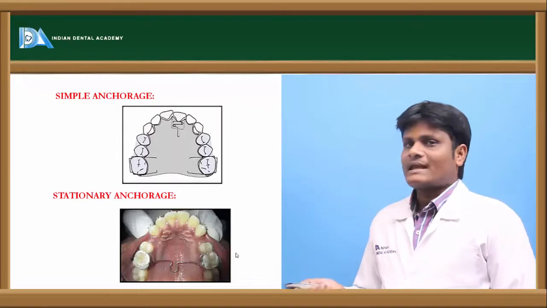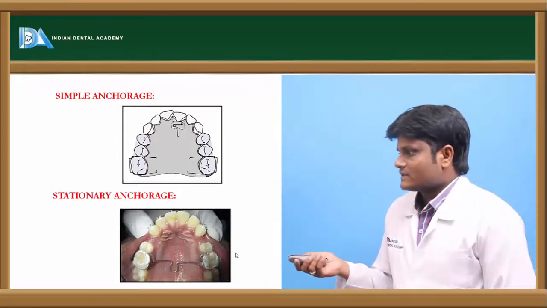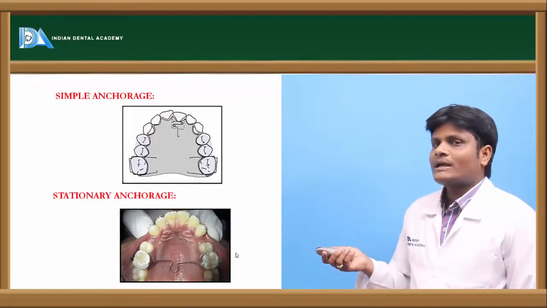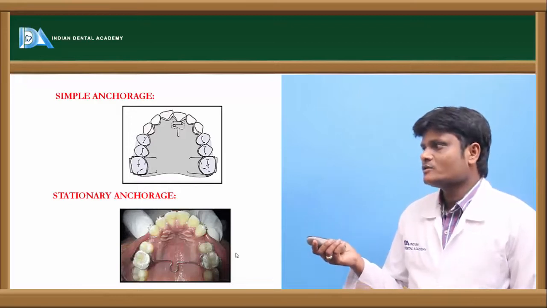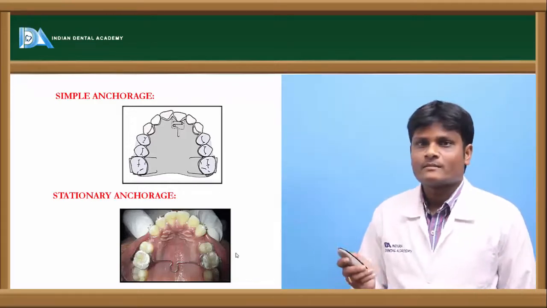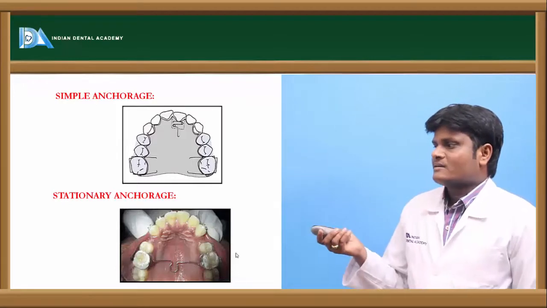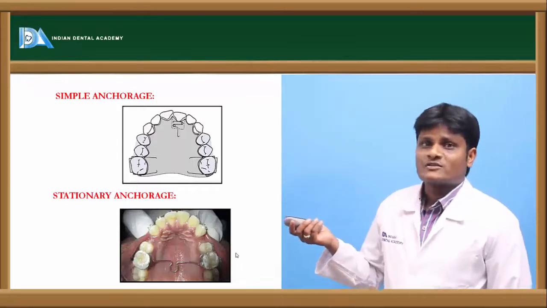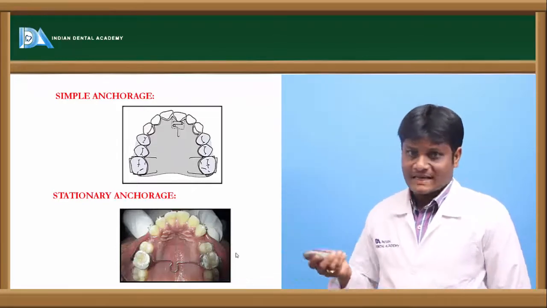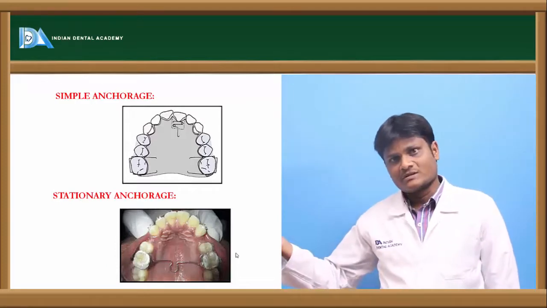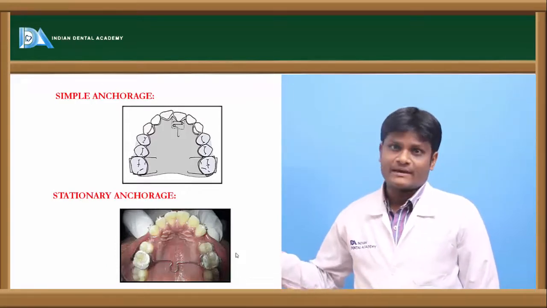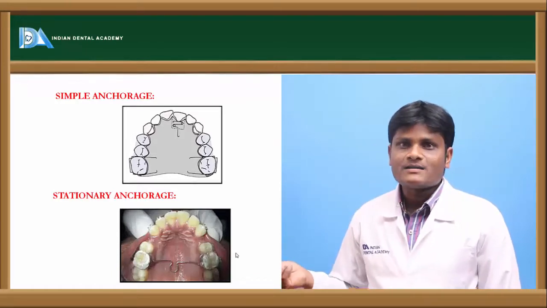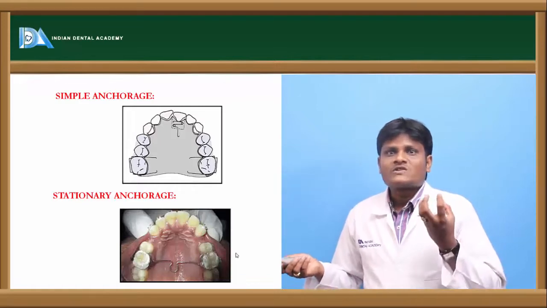The second one is stationary anchorage. Here in the second image you can observe premolar and molar are used as anchorage in order to move the canine to canine segment. But this support might not be sufficient to move the group of six anterior teeth. That's why here they have used a transpalatal arch, reinforcing the anchorage. So a reinforced anchorage is usually a stationary anchorage, which is used to stabilize the anchor unit.